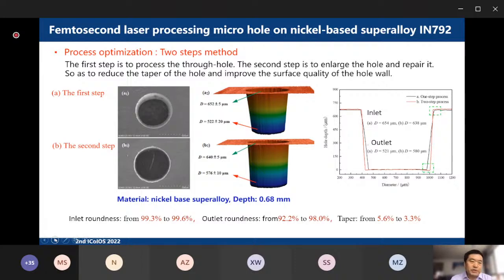And we also optimized the process with a 2-step method. The first step is to drill the micro hole as a through hole. In the second step, we enlarge the micro hole and repair the wall of the micro hole. This is better than one step because the hole diameter and the surface are improved. So please, next.